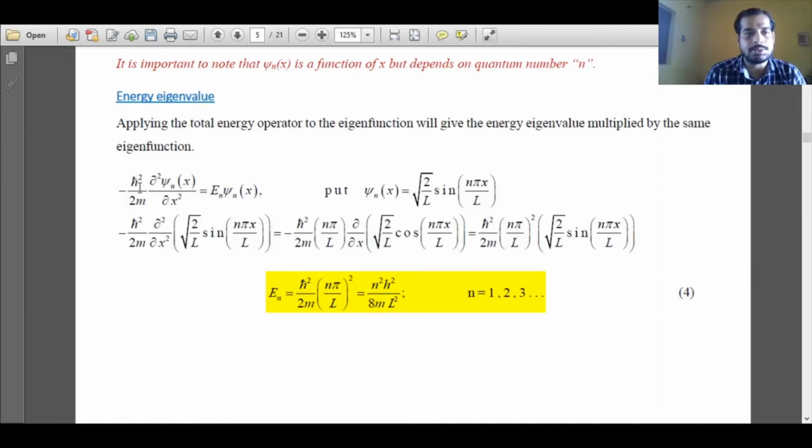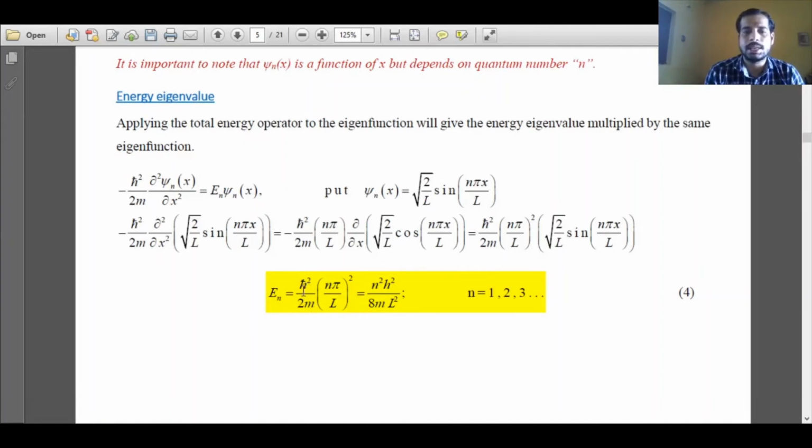Minus h bar square over 2m, dou square by dou x square, is the energy operator. So on the RHS, the eigenvalue will be the energy eigenvalue, and there is no potential energy here, only the kinetic energy part, because in region 2 the potential energy of the particle is 0. So this constant term is my energy expression. My energy expression becomes h bar square over 2m, n pi over L whole square.